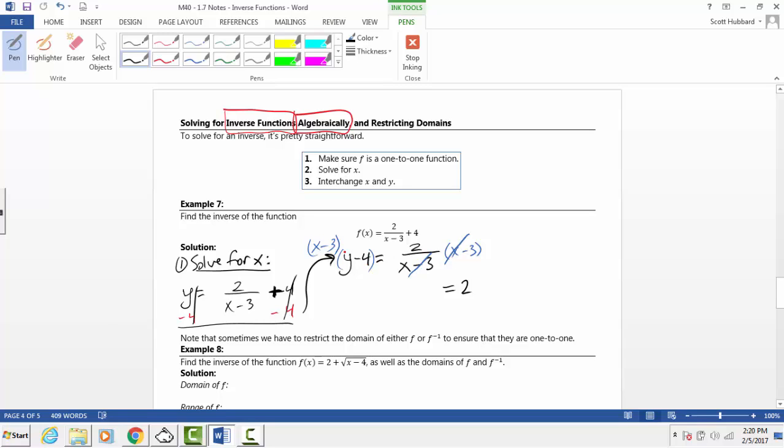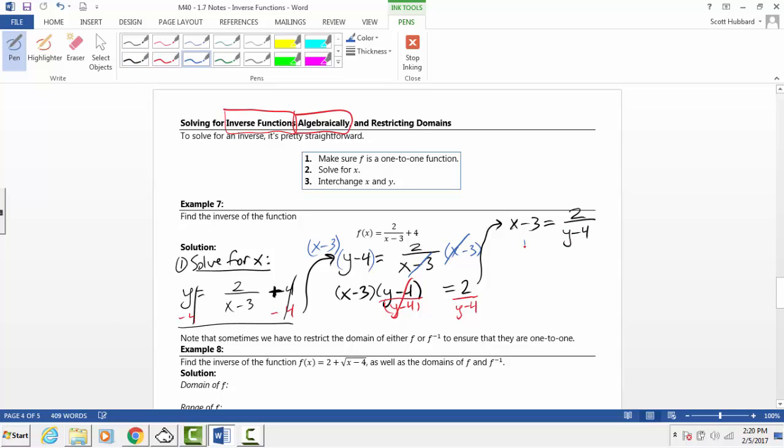solve for x, so I'm not going to FOIL this. I'm just going to get x minus 3 times y minus 4. Okay. And then from this step, I'm not going to multiply or anything, I'm just going to divide here. Those cancel. Okay, and then I get x minus 3 is equal to 2 over y minus 4.